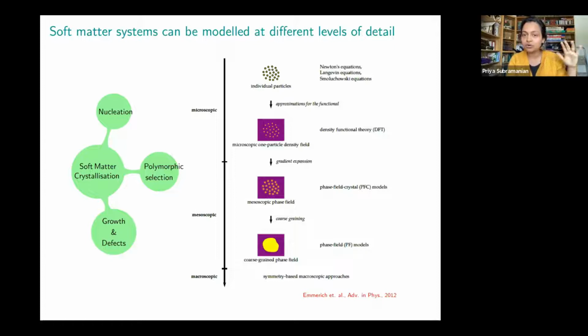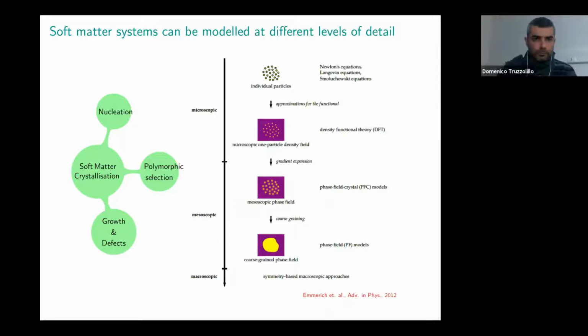But of course, we can approximate the functional and stop being in a stochastic framework and talk instead about a one-particle scalar density field, which gives us the probability of finding a particle at a location at a time, entering density functional theory. We can still approximate this by expanding the free energy, the excess free energy or the Helmholtz energy, in a local gradient expansion and assuming that our mobility is linearly proportional to density.